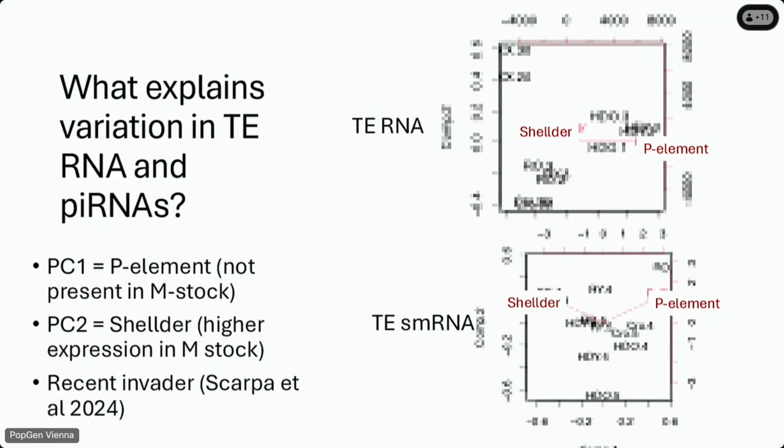This is really hard to see. I apologize for that, but the M stocks and the P stocks are here as well. So you have the P element completely absent from the M stock and strongly expressed in the dysgenic flies, and that's what explains the variation on PC1. If you look at PC2, what explains the variation instead is a transposable element called Shellder, which is also a recent invader of Drosophila simulans. It invaded a little bit before, and it's actually more highly expressed in the M-type stock than the P-type stock. So it's the reverse situation.